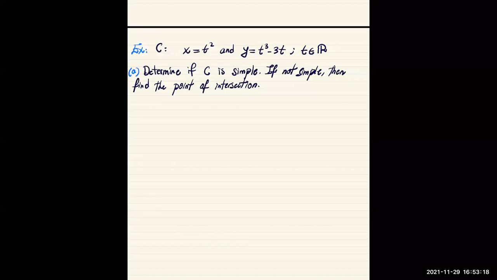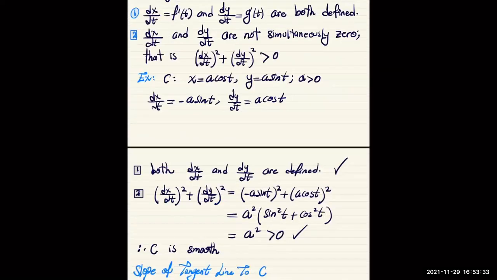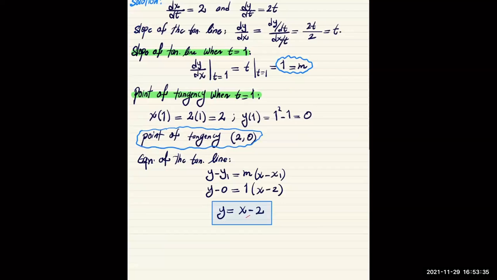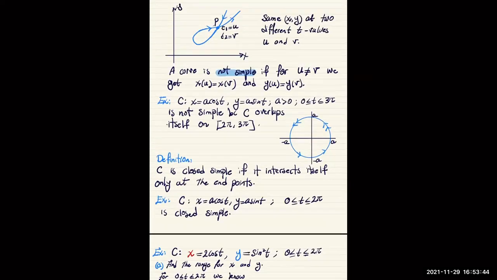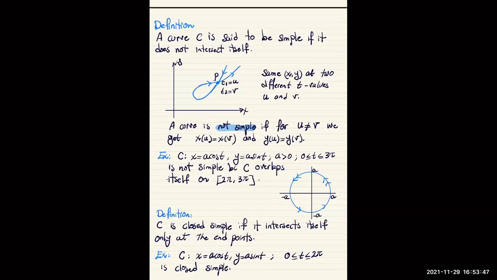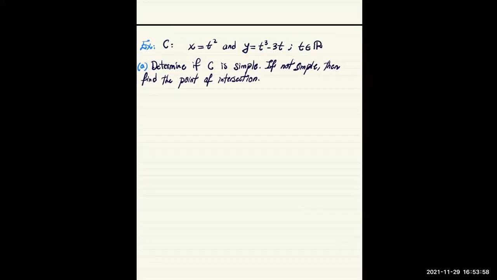So remember that for a self-intersecting curve, what happens is that for two different t values, you get the same x and same y. That's what it meant. Let's go back to that definition. Yeah, so again, for two different t values, we get the same x, same y. That would give you the point of intersection. And that's exactly what we are going to do.